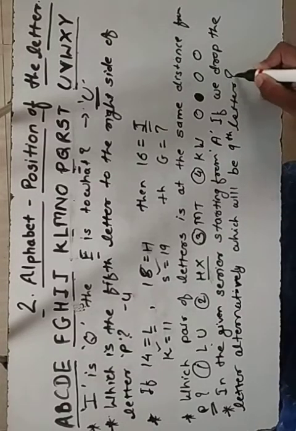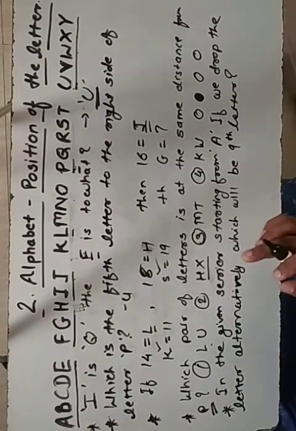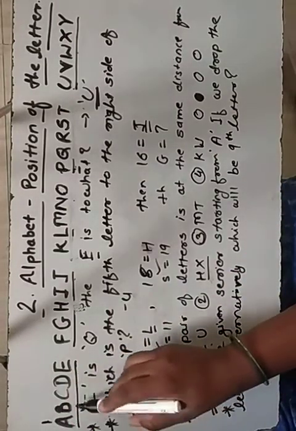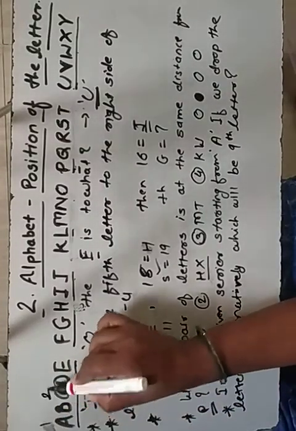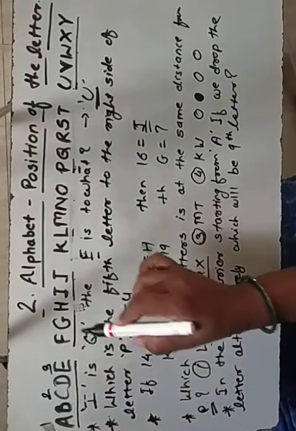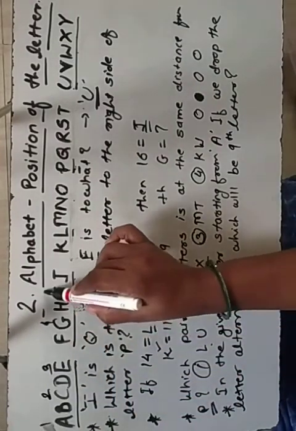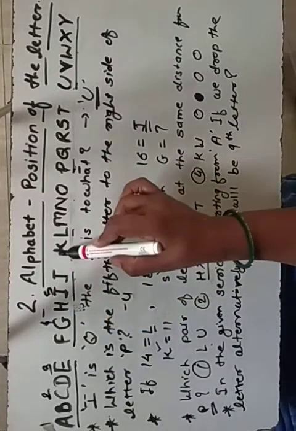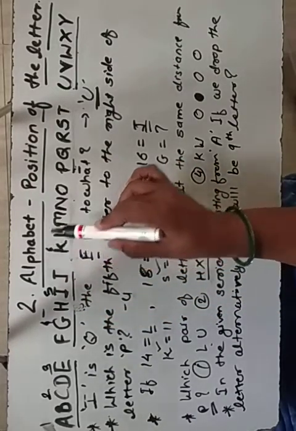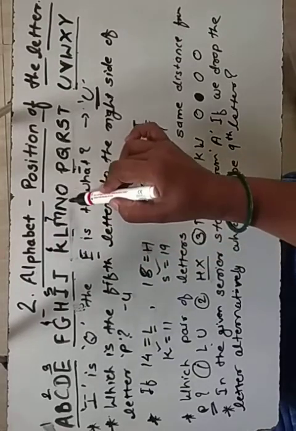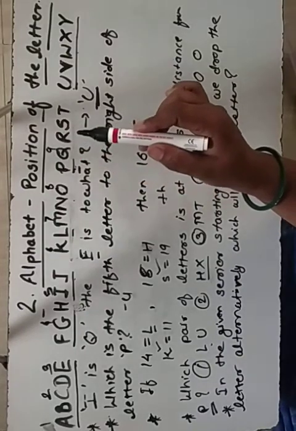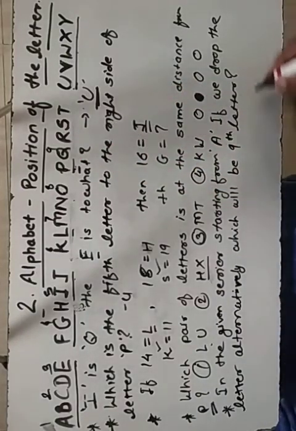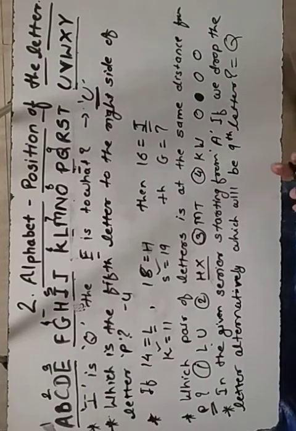So from A we have to drop one letter. A will come first, B we drop. A first, C second, E third, G fourth, fifth is I, J we drop, K is the 6th position, L drop, 7th is M, N drop, 8th is O, P drop, and 9th is Q. So the answer for this question is Q. You have to circle that option.